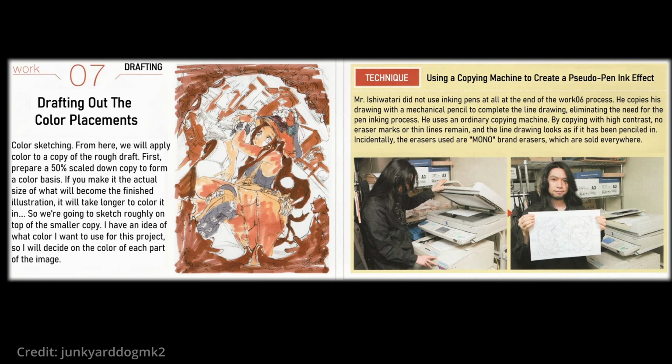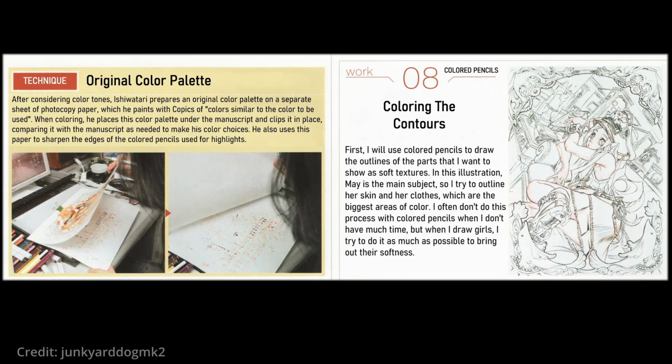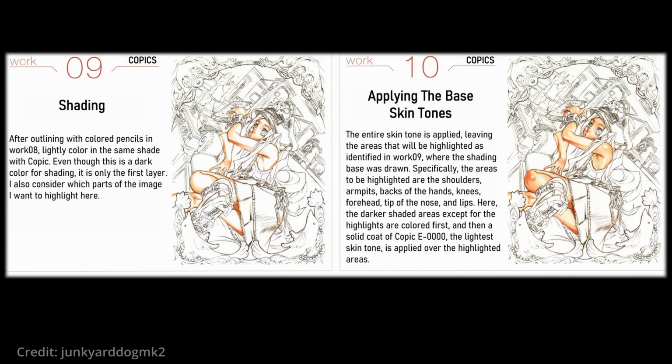Before using Copic markers, he copies the art at half scale to quickly check which color composition will work. Ishiwatari then uses color pencils to draw the soft outlines, noting that this step, especially for girls, makes their skin appear softer. This process takes some time and is sometimes omitted.